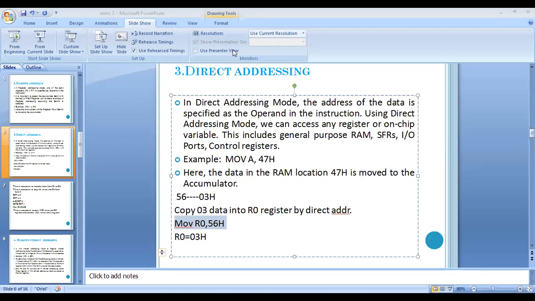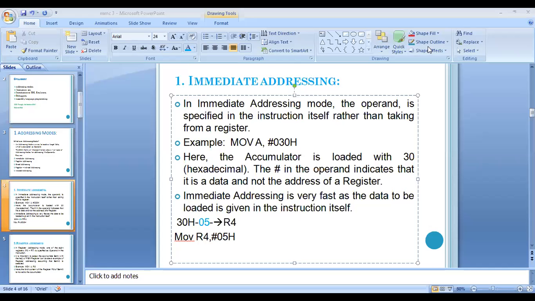Yes, ma'am. Okay. So see here. In this, 56 is considered as a location, and whatever the value stored at this location, in our case it is 03, that value is going to transfer into the R0 register. So see here, is it clear? Yes or no? Hello? Yes, ma'am. Okay.